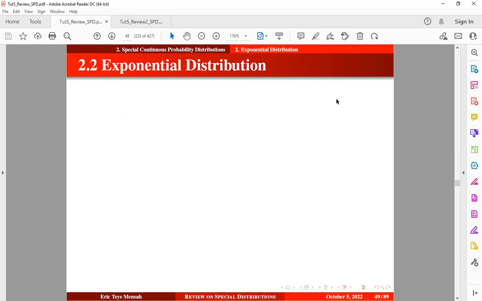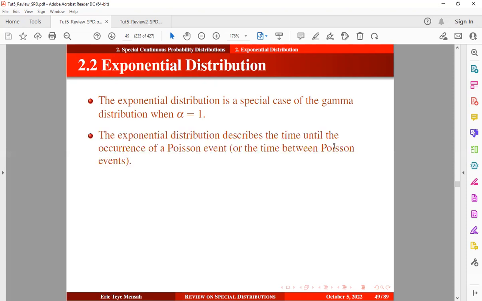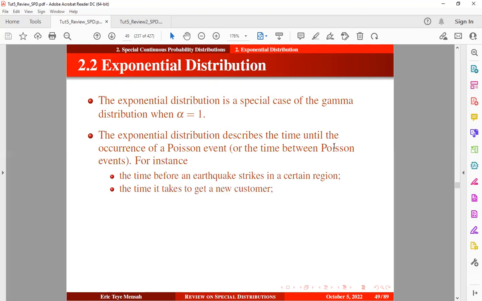All right, so the second subsection under the special continuous probability distribution is the exponential distribution. The exponential distribution is a special case of the gamma distribution when we set alpha to be 1. The exponential distribution describes the time until the occurrence of a Poisson event or the time between Poisson events. For instance, the time before an earthquake strikes in a certain region, or the time it takes to get a new customer, or the time interval between telephone calls at a certain switchboard.